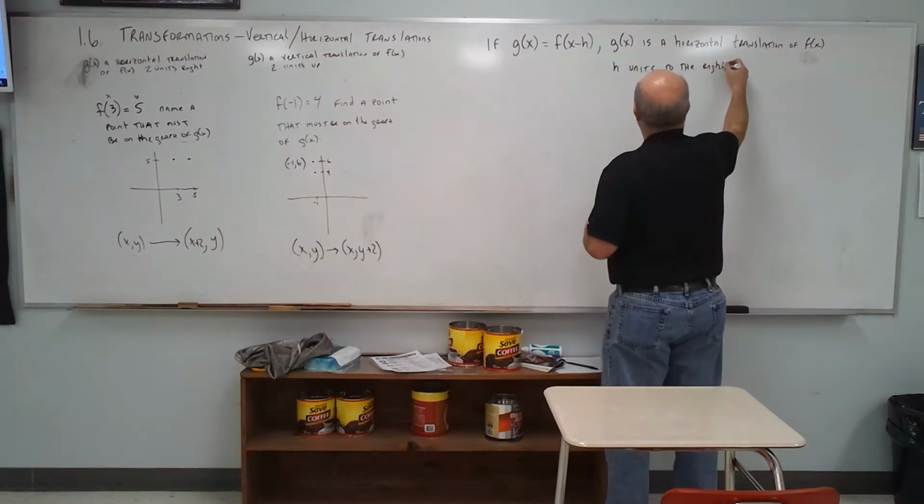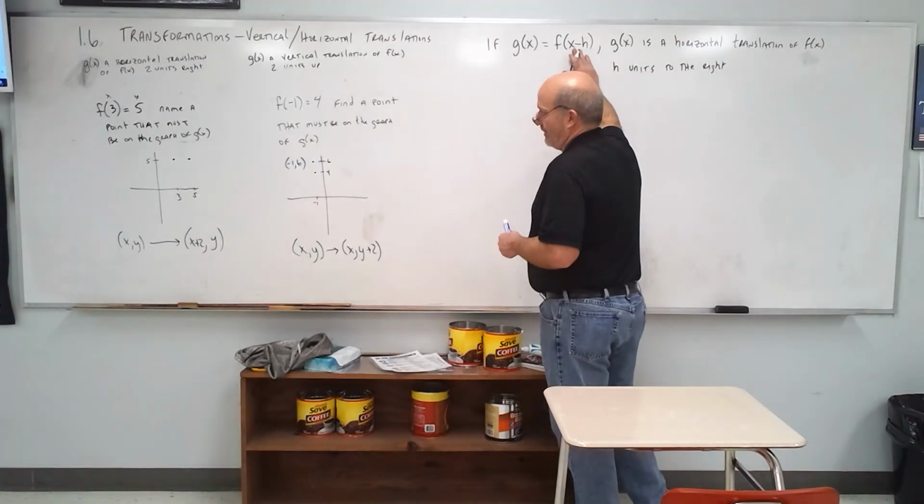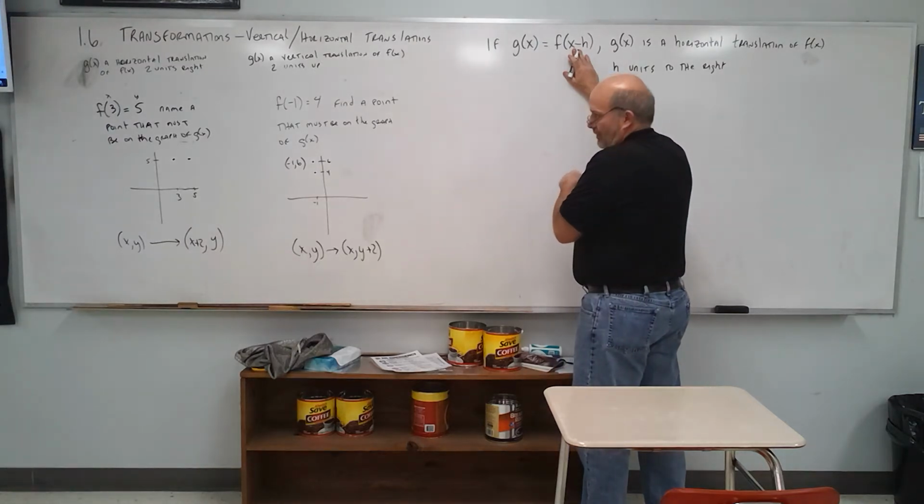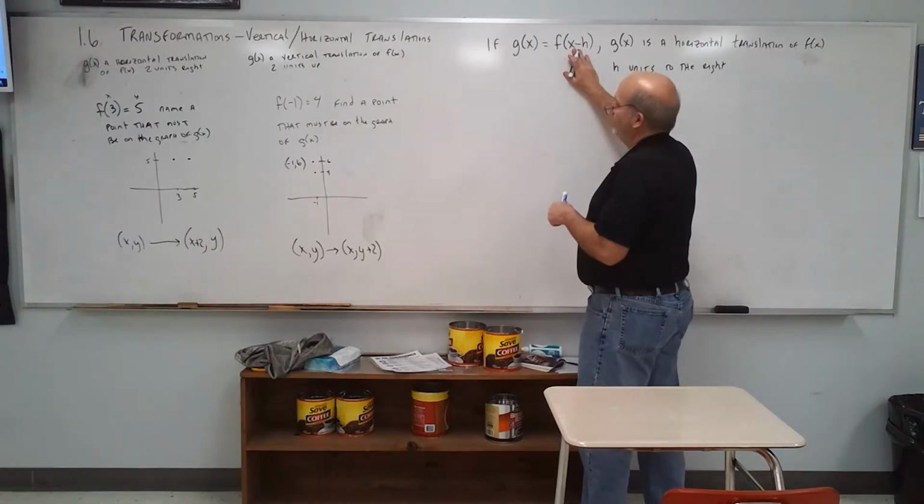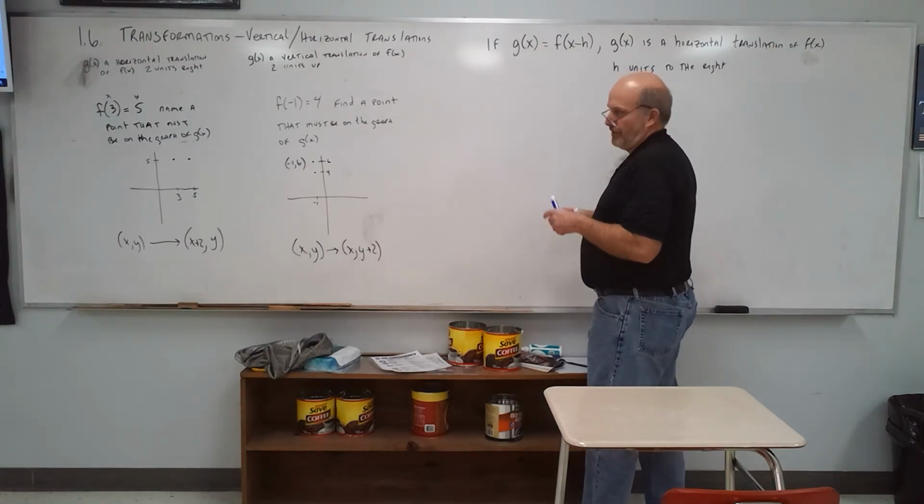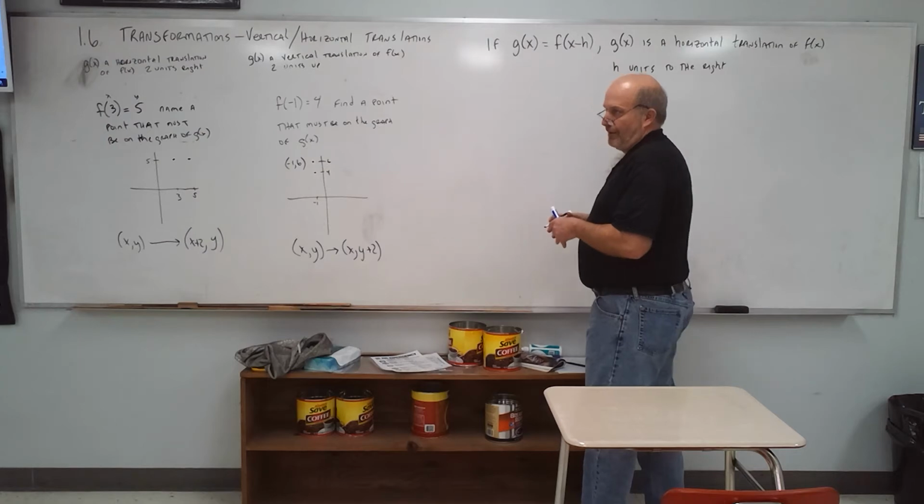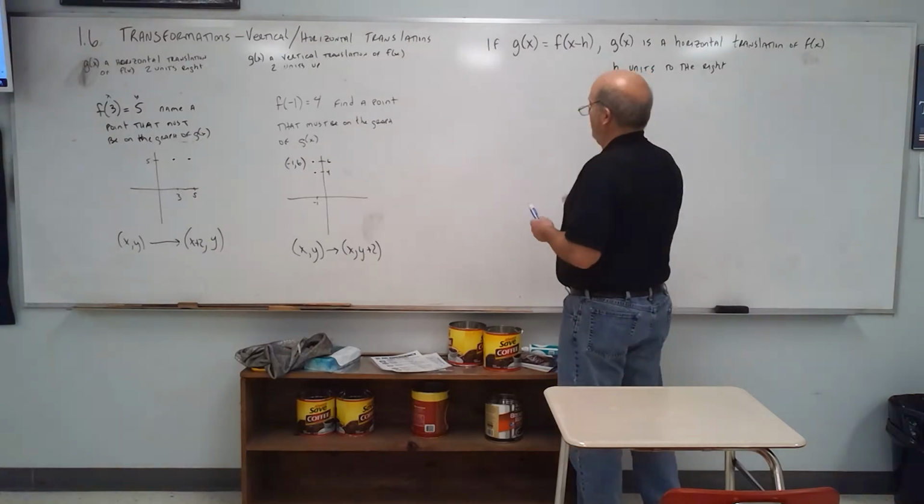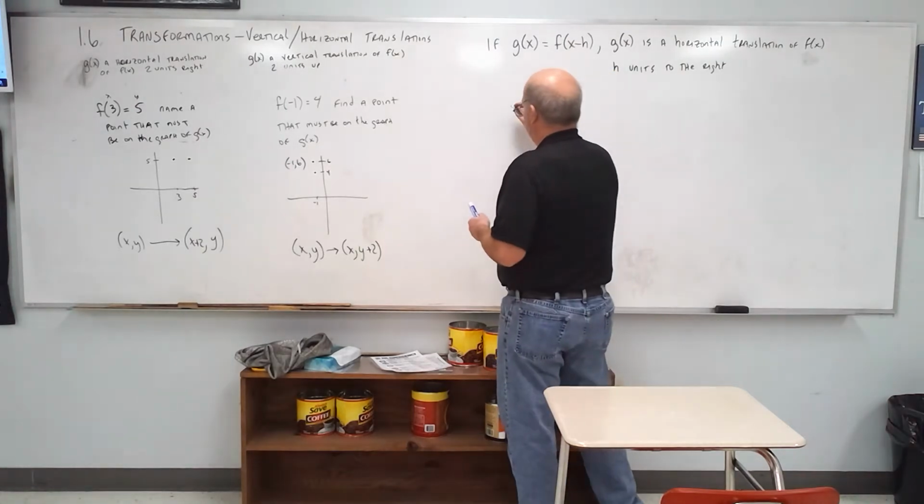And this seems counterintuitive because we think if we were shifting this to the right, we would plug in x plus h. But when we're operating with these functions, if you want to shift the function h units to the right, you replace the x in the function with x minus h. And that's what this is telling you. So let's look at an example.